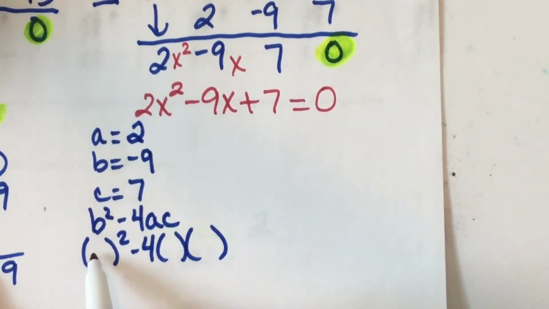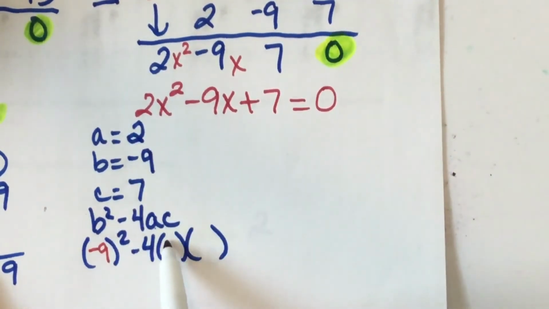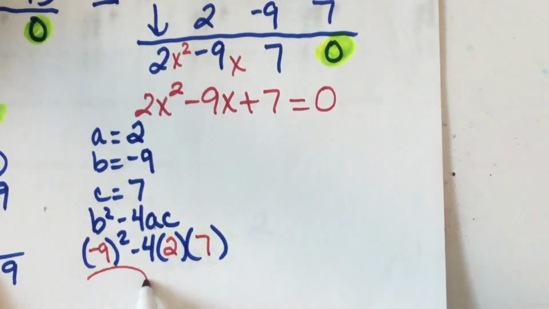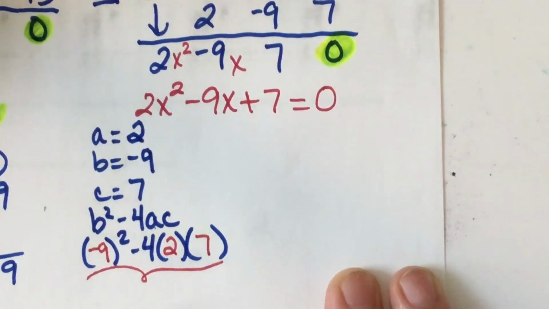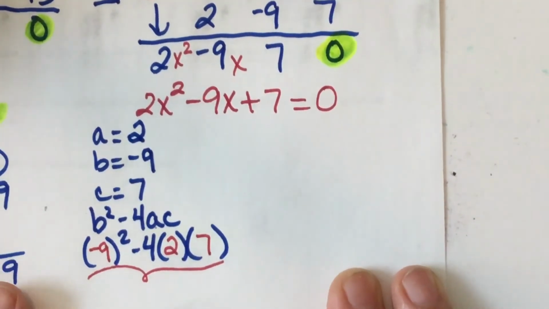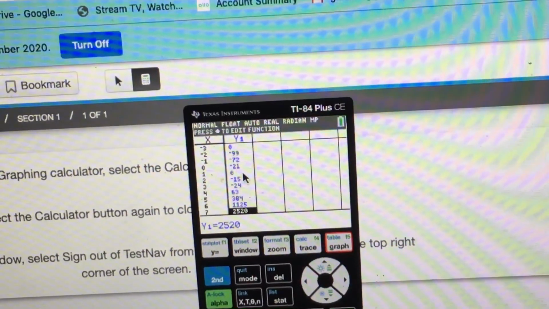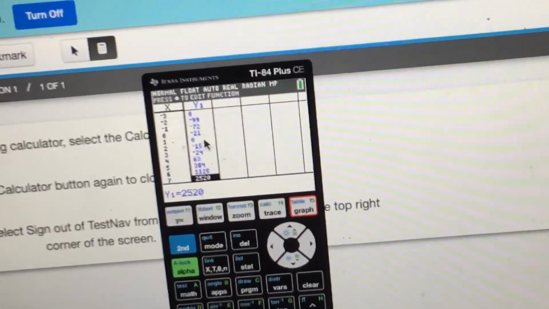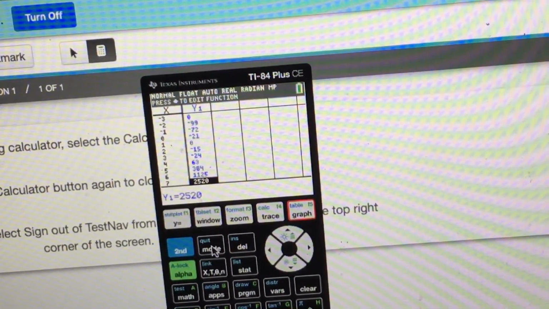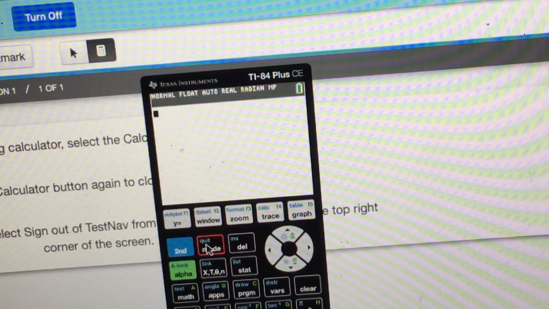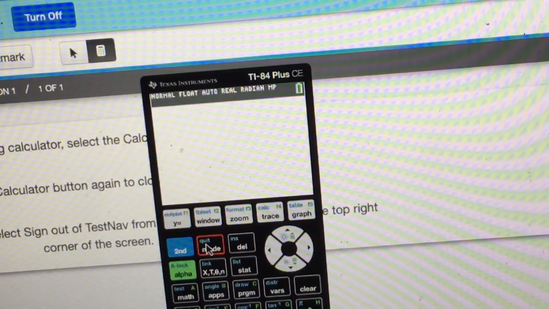So into the b, I'm going to put the negative 9. Into the a, I'm going to put my 2. And into the c, I'm going to put my 7. And I'm going to type all of that into my calculator. So I'm going to go back to my computer because I'm trying to get you guys used to seeing this and comfortable with it. Now, I'm going to quit this screen to get to the calculator. So second mode quits the screen. Second mode.